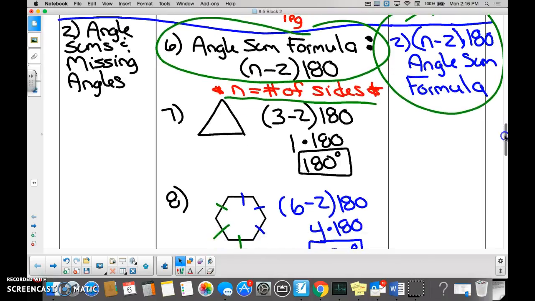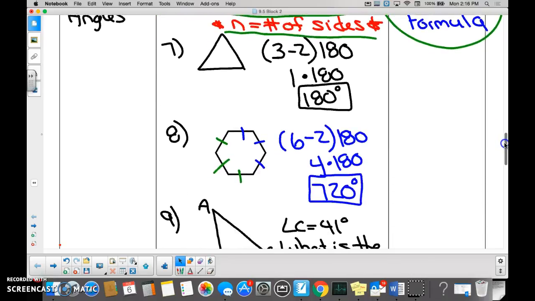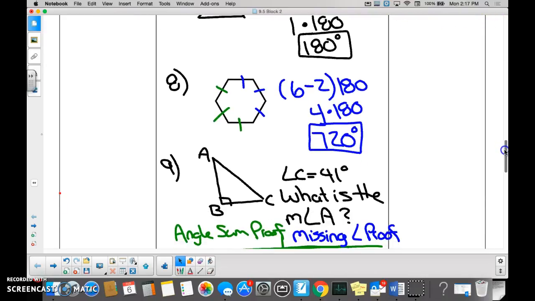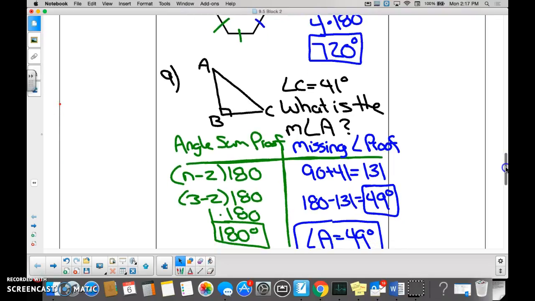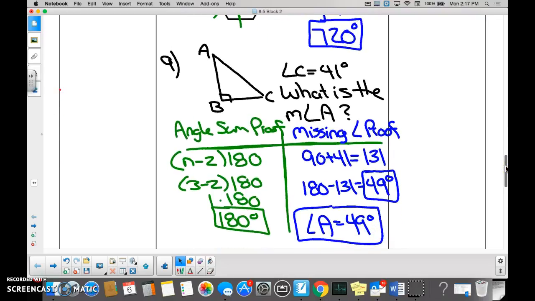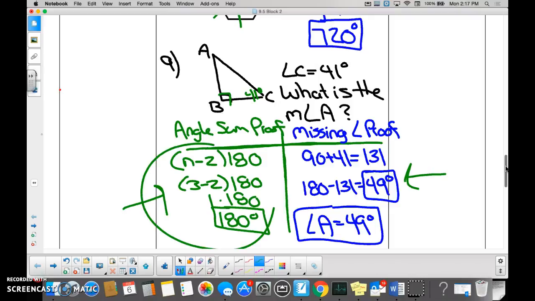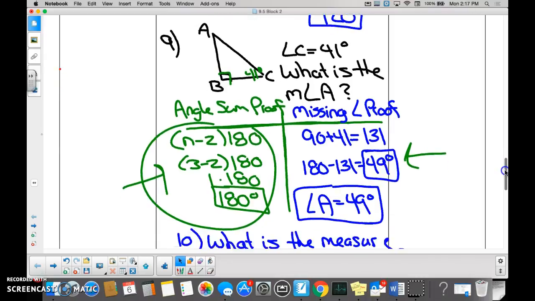Okay. Number 8, then, we gave you a hexagon. You guys all told me that the interior sum equaled 720. Number 9, we gave you a triangle. I said prove it. So you, on the left side of your T-chart here, use the angle sum formula right there. And on the right side, you were given the fact that this angle was 90, and you were given the fact that this angle was 41, right? So you have to take 90 plus 41, subtract it from 180, because you knew all 3 angles was 180, right? Good to go.